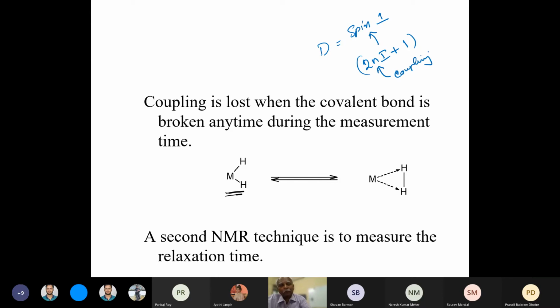I is the spin quantum number and n is the number of nuclei that are coupling. So if there is 1 deuterium, this is 1. So 2 into 1 plus 1, that will be a 3-line pattern. Okay, a 3-line pattern is what you would observe for the proton when it is coupled directly to a deuterium. What you would observe is a triplet. Okay, so this is how they determined unequivocally, which means without doubt, that there is an HD bond.